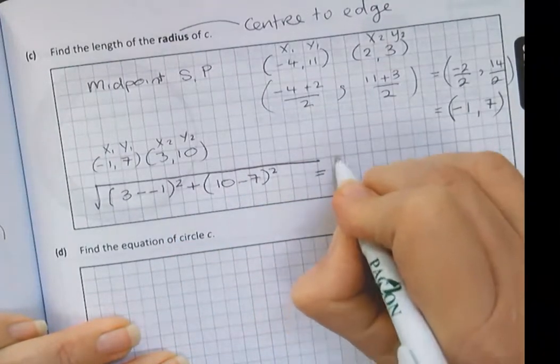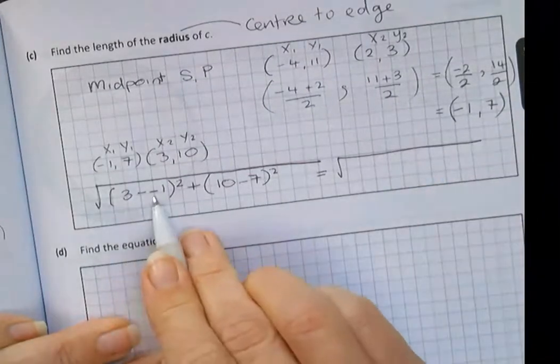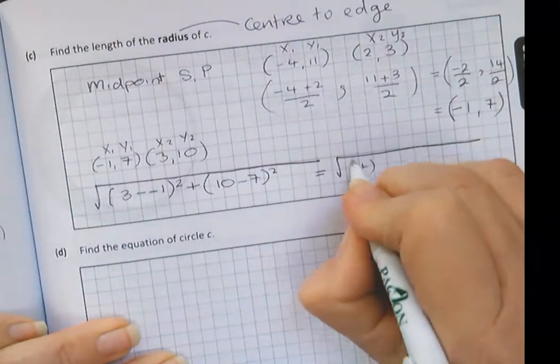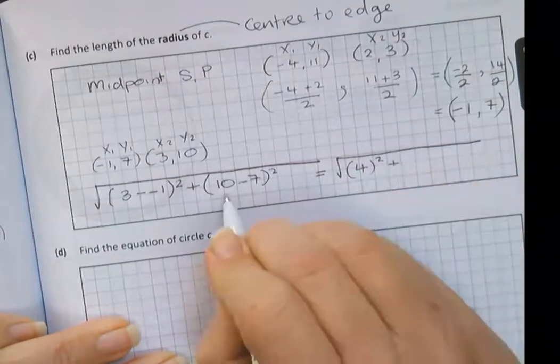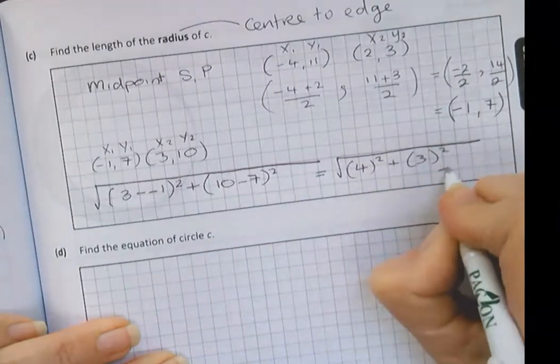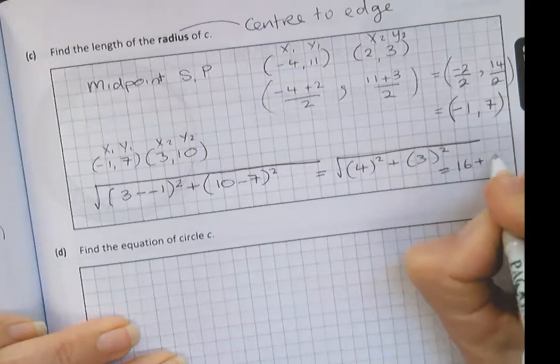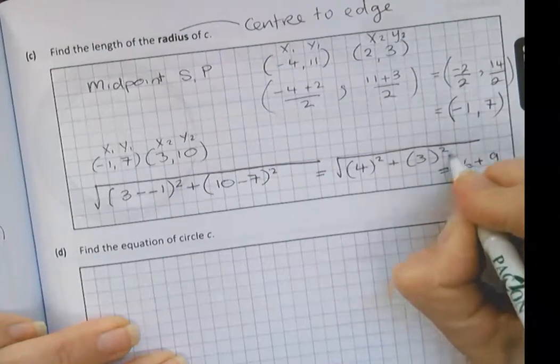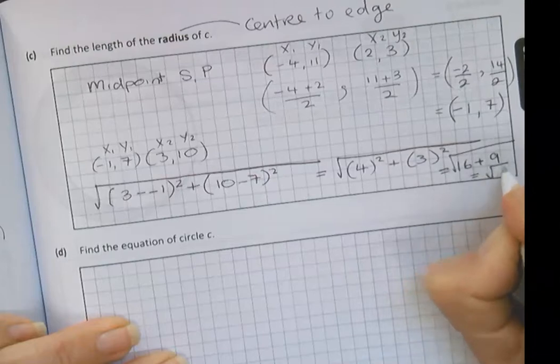So you work it out. 3 plus 1 gave you 4. 10 take away 7 gave you 3. So 4 squared is 16. 3 squared gave you 9. So you're getting the square root of 25, which is 5.